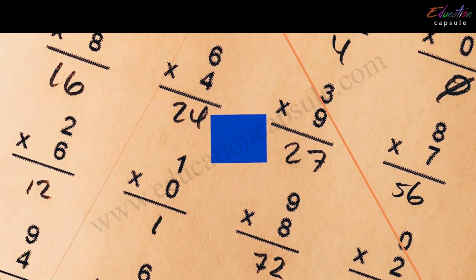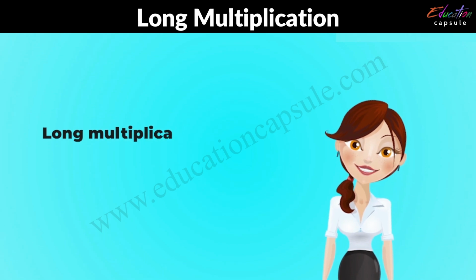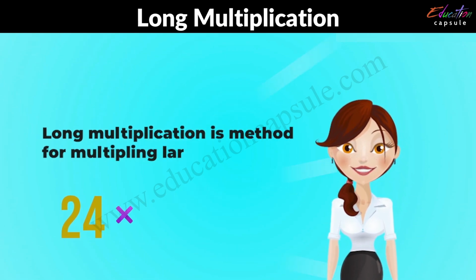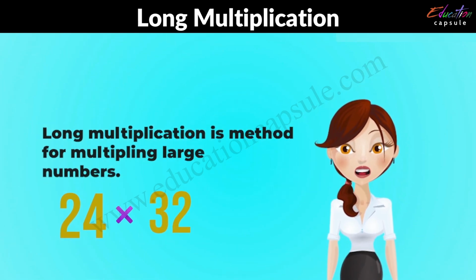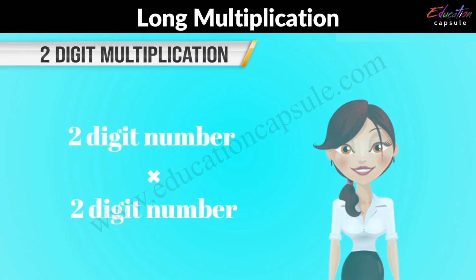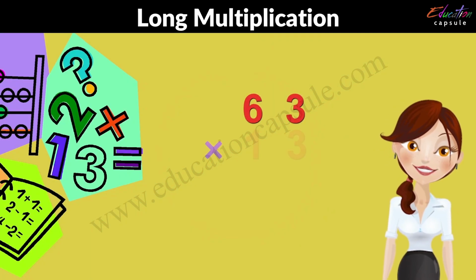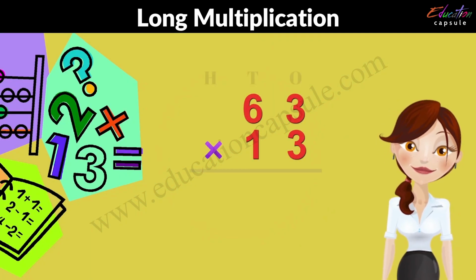We are going to learn about long multiplication. Long multiplication is a method for multiplying large numbers. Let's learn about multiplying a two-digit number by a two-digit number. Here the question is 63 times 13.